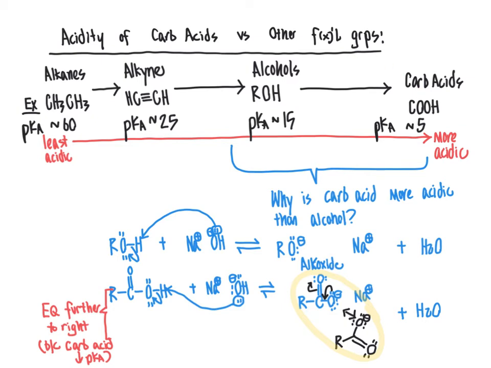So this is really a direct demonstration of the power of resonance in altering the properties of a molecule, because by bringing in that opportunity for resonance to stabilize the product, we create a molecule, a carboxylic acid, that has a much lower pKa value than an alcohol molecule.